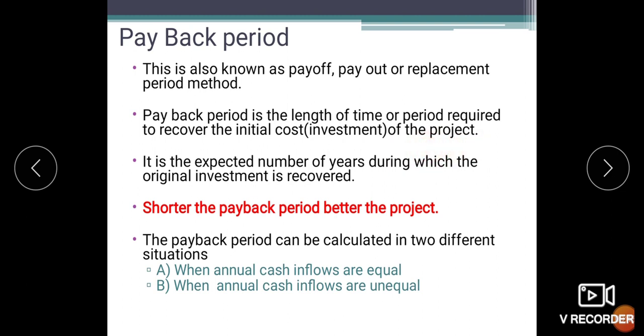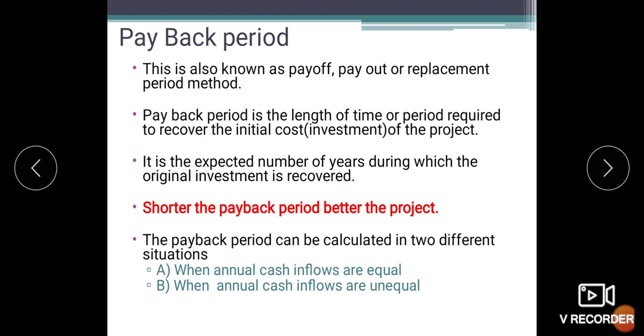Imagine that you are going to start a hotel business and you are investing rupees 5 lakh for that. So definitely we will expect some income from the hotel business, right? So the time taken to recover the initial investment made, that is the 5 lakh rupees, is the payback period of this particular business. So we can say that it is the expected number of years during which the initial investment or the original investment is recovered.